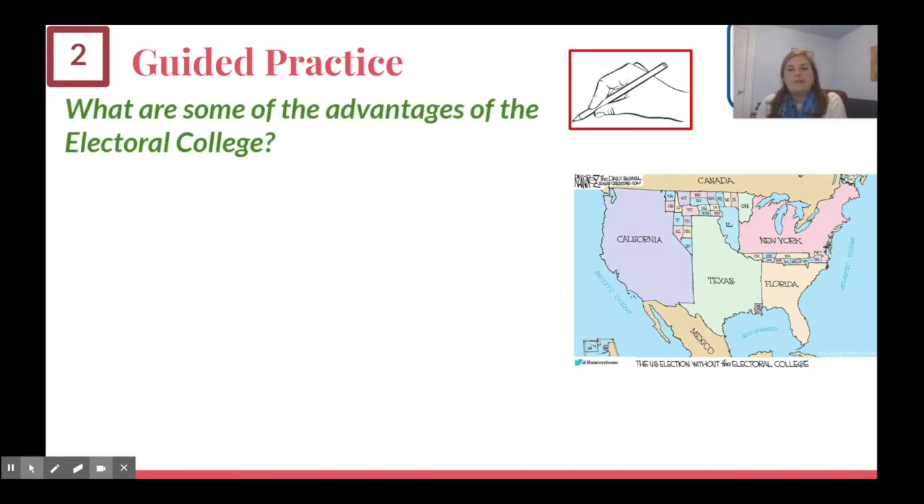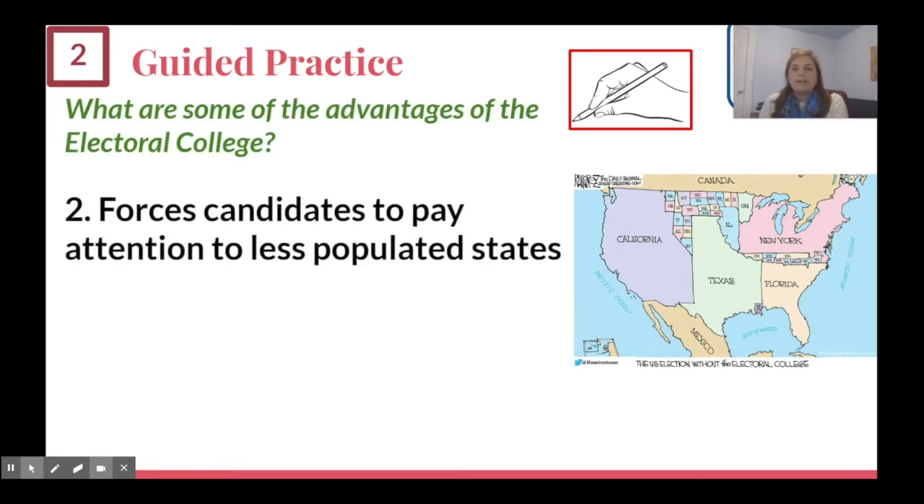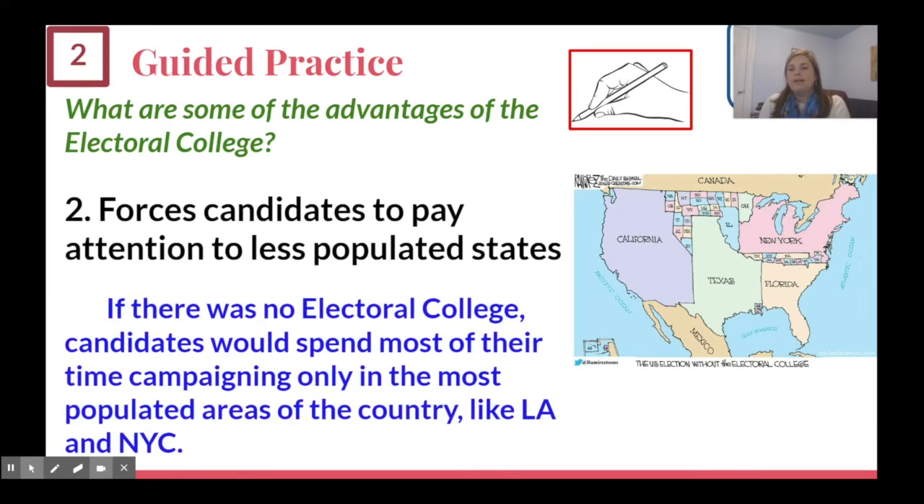Another advantage of the Electoral College that people argue for is that it forces candidates to pay attention to less populated states. If there was no Electoral College, candidates would spend most of their time campaigning only in the most populated areas. They probably wouldn't waste their time going to small, less populated states. They would probably stick the vast majority of the time to large urban areas like big cities such as New York, LA, Boston, Chicago, Miami, etc. They probably wouldn't go out of their way to campaign in more rural areas because it would be inefficient.